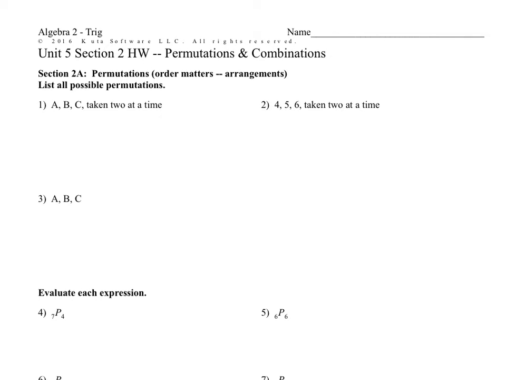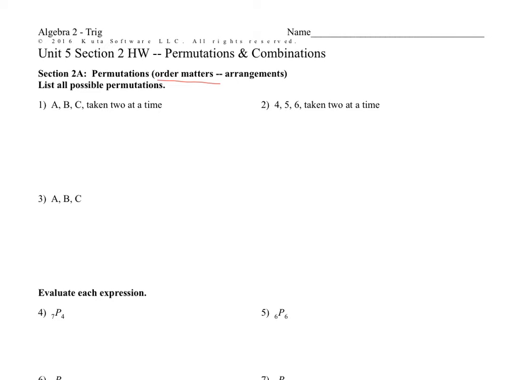In section 2 of unit 5, we're going to look at permutations and combinations. First we're going to look at permutations, and here's the key thing: order matters. You're arranging things in a specific order.